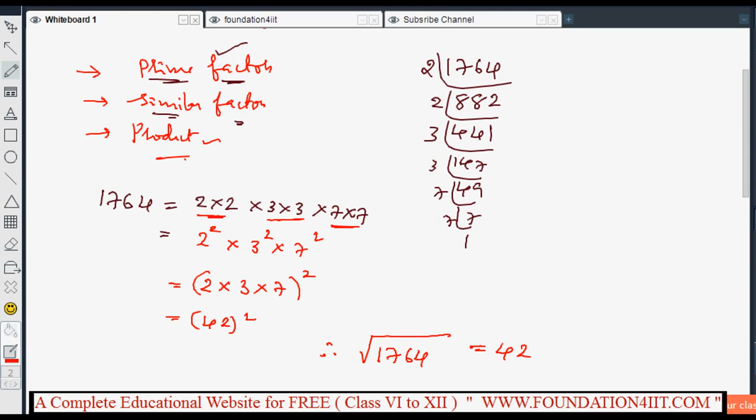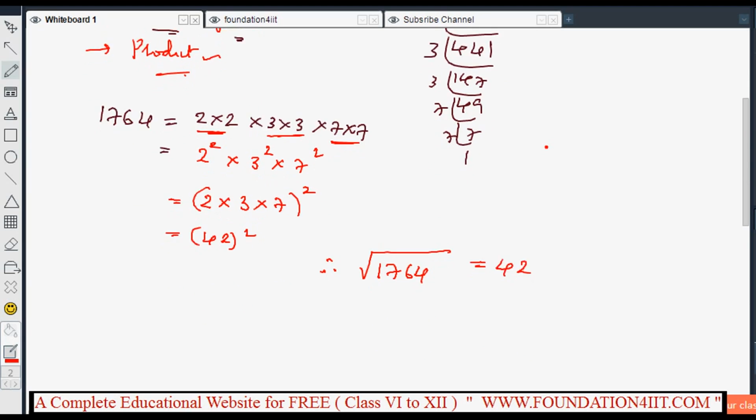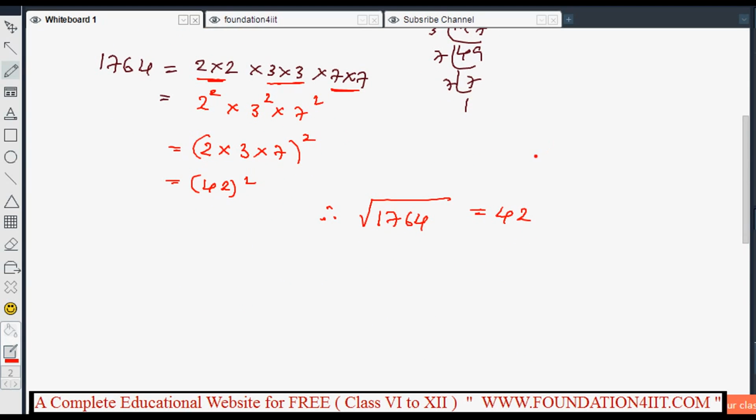So the third step is the product of prime factors, chosen one out of every pair, gives the square root of the given number. Right? Let us check with one more example. Whenever they give a perfect square number only, we need to use this prime factorization method.